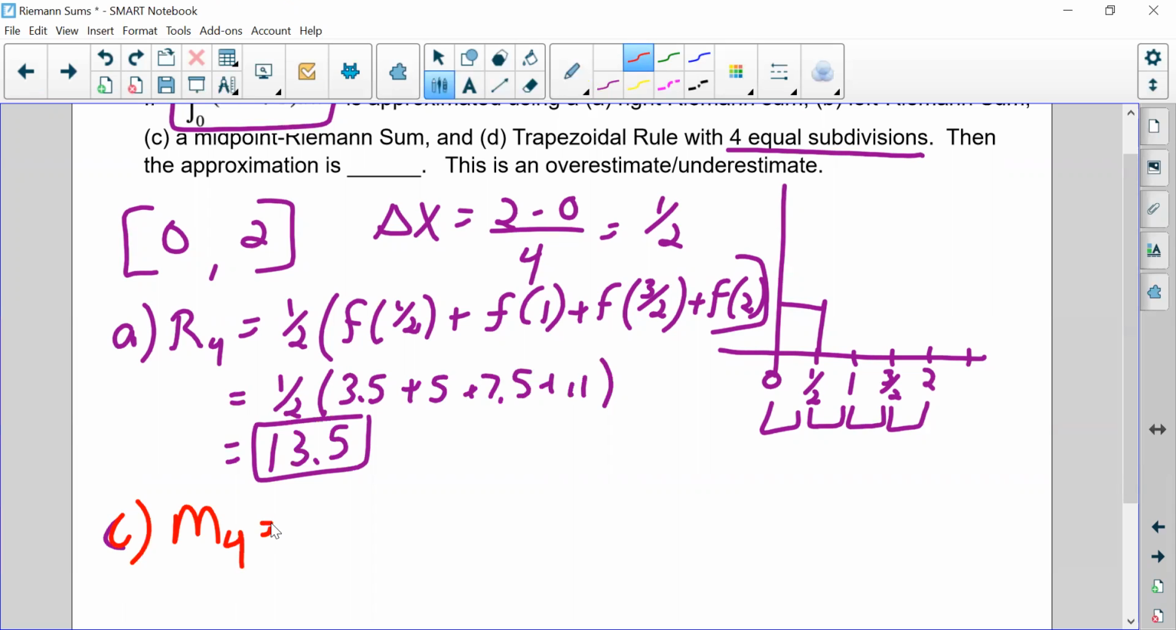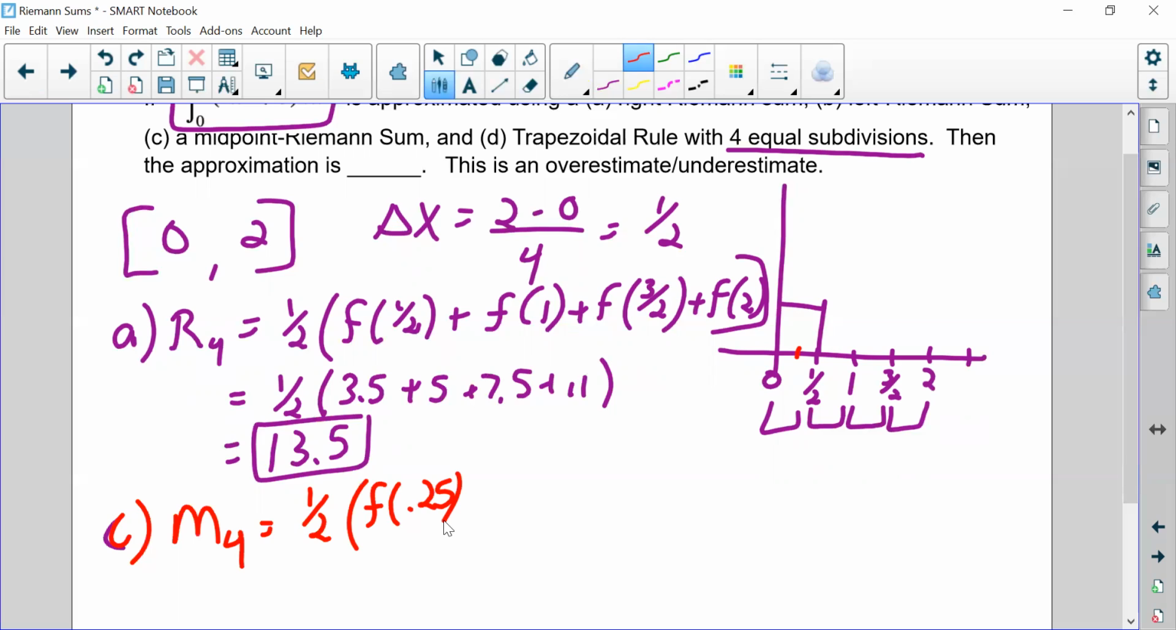Okay, so our interval is the same. So we're doing the same interval. So my delta x is going to be 1/2. That's easy. Now, looking at my first interval, it goes from 0 to 1/2. What's our midpoint value? I need the function value at 1/4, or I can do 0.25.